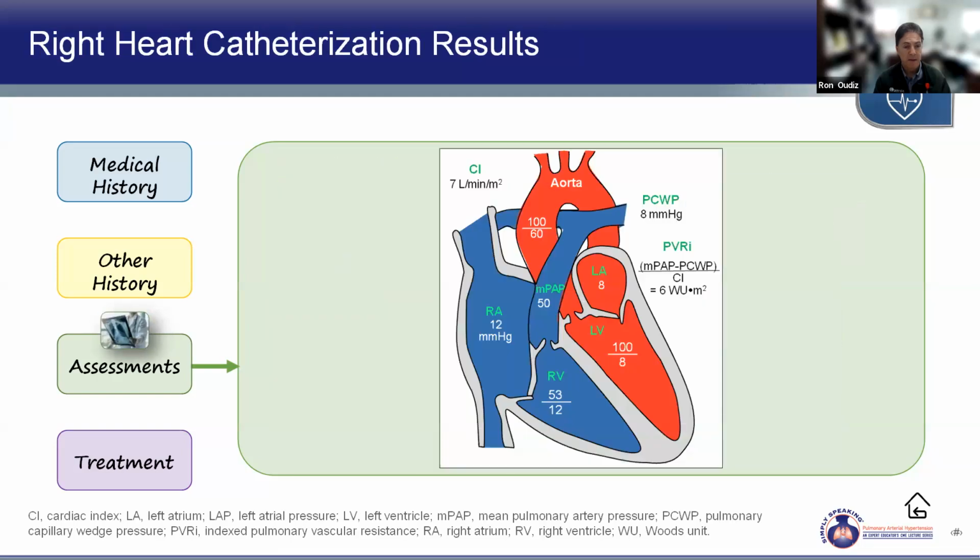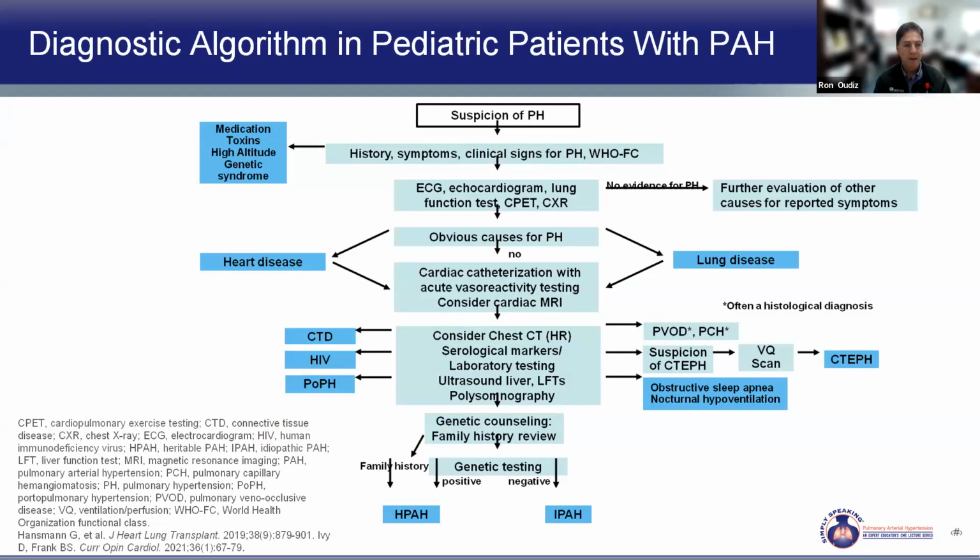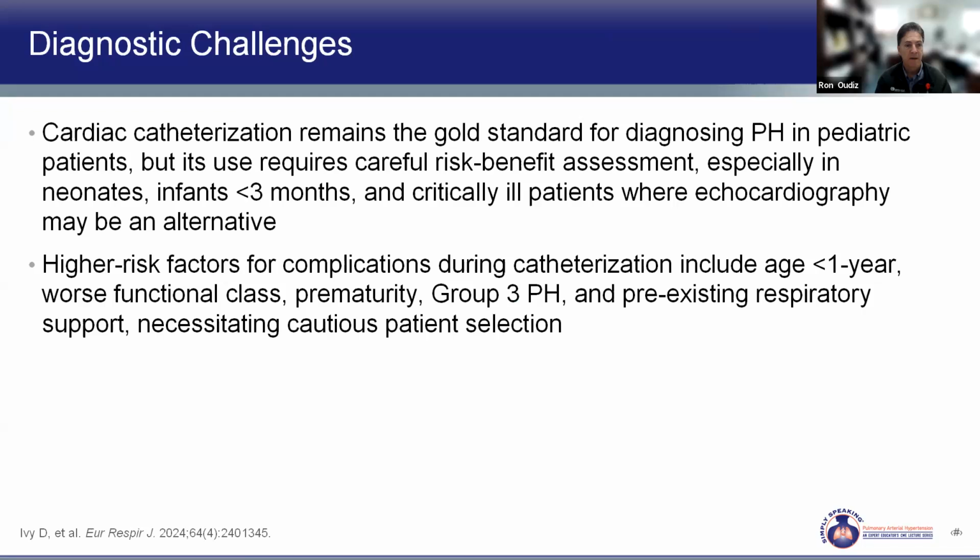BNP is elevated here at 600. Here's the cath, the 6 Wood units is elevated. RA pressure is a little bit high. There is a separate diagnostic algorithm that's been proposed, and this comes from a couple of recent publications that's fairly similar to what we do for the adult population, but it takes into account some maybe different comorbidities or different underlying contributors to PAH here.